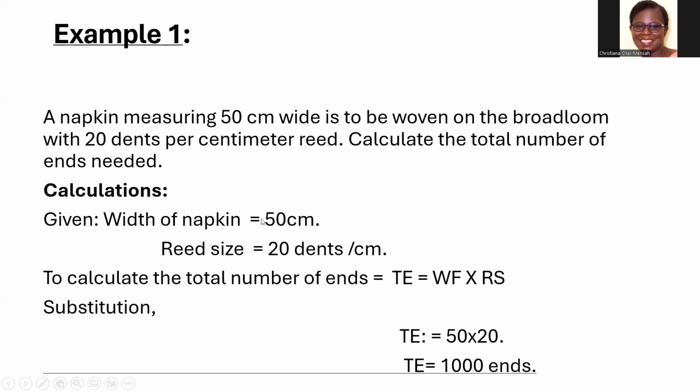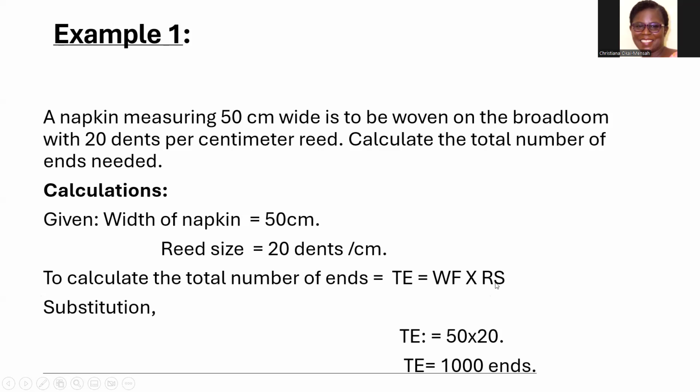So you have width of fabric, then you write it down. Then the reed size is also given to you. It's 20. So you write it down. So these are the givens. If you know your givens, then you go back to your calculations. You quote the formula. The question is requesting the total number of ends. So what is the formula for calculating the total number of ends?